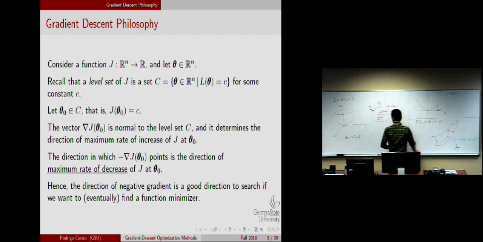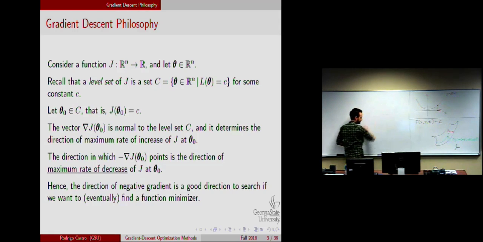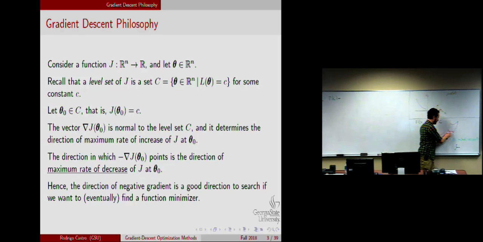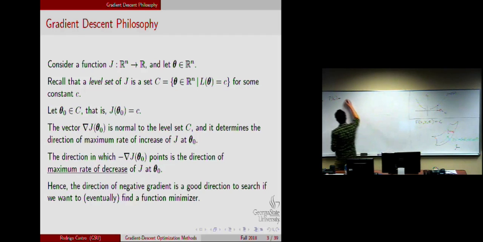Now, let t0 be the value such that, if you see t as a time, at that particular time it will give you this point. Okay, I think that's all. Those are all the ingredients that we need.